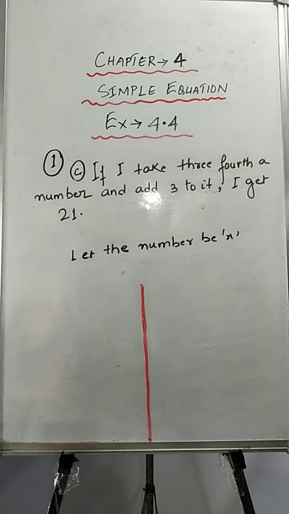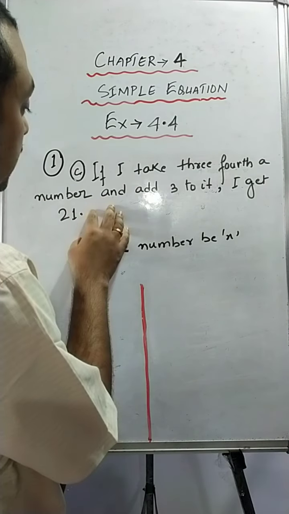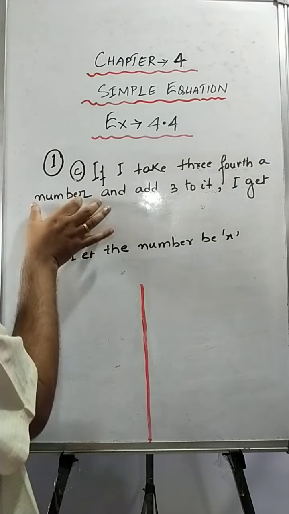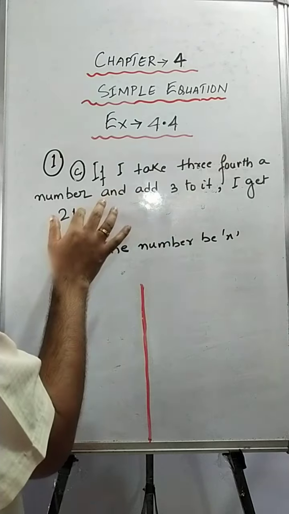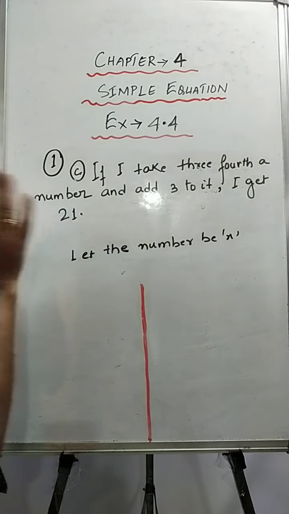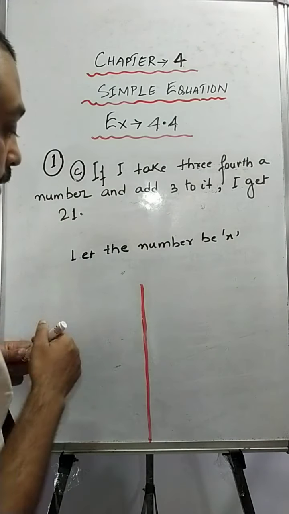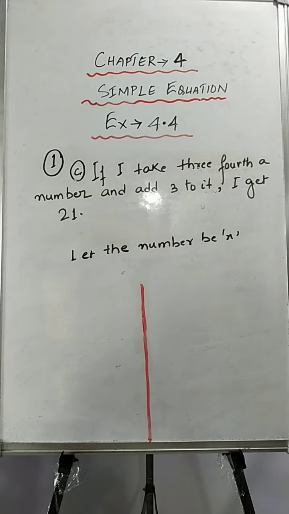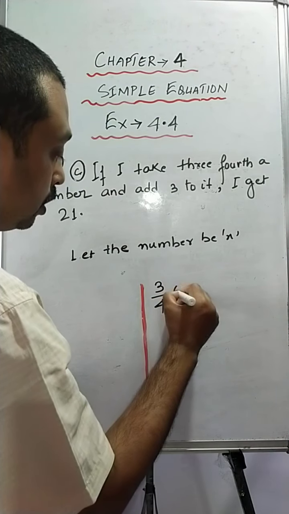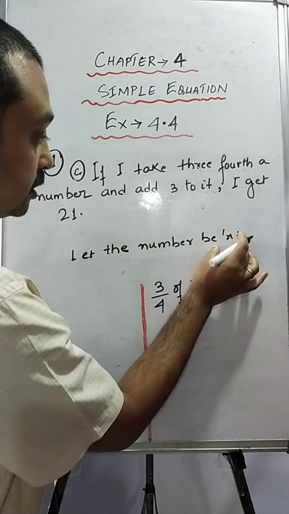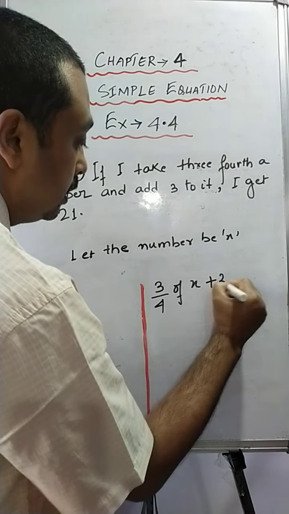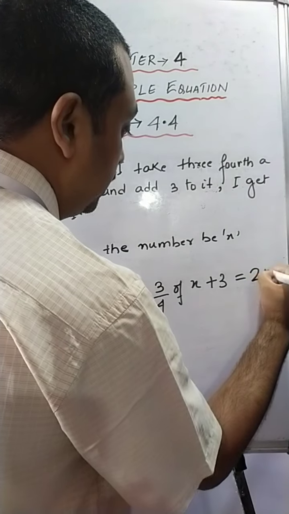Sum number C is also very easy. Let's see what the statement is saying. If I take 3/4 of a number, fine, again we have to let the number be x. So 3/4 of a number and then again add 3 to it. So the result I will get is 21. So how to write 3/4 of a number? The same way we have written 1/5 of a number. Fine. So 3/4 of a number is 3 by 4 of the number we have assumed as x, and after that when we add 3 to it, we get the result as 21.